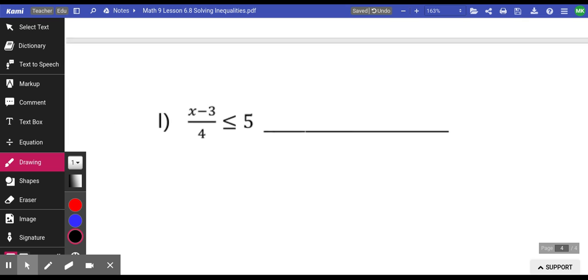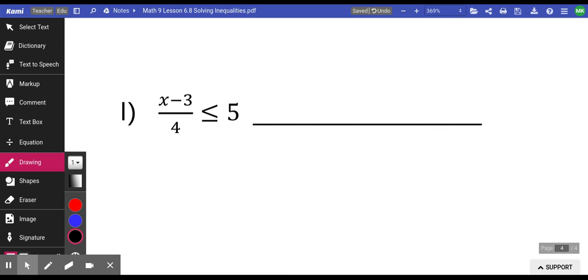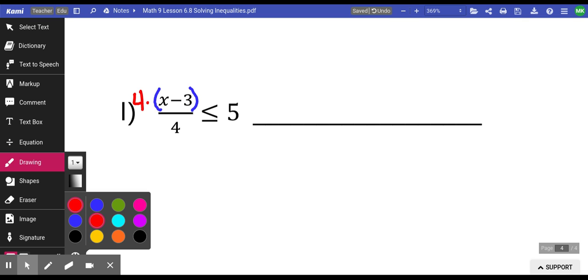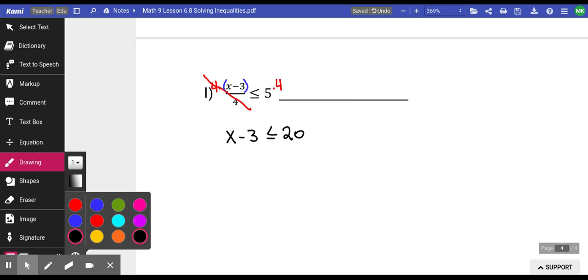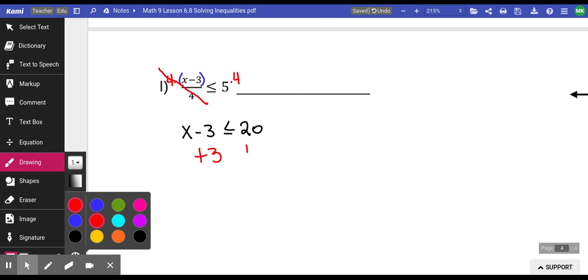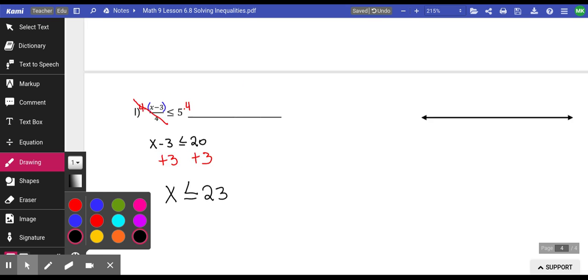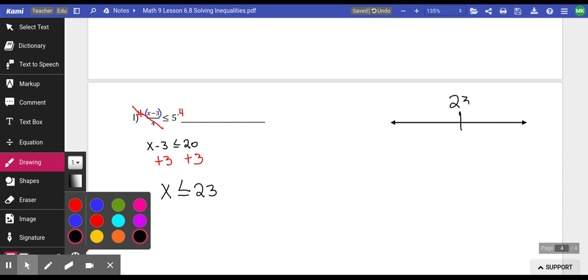L. Same idea. I now have a fraction that has a binomial on the top. So before I can deal with that -3, I pretend it's in brackets, and I have to deal with that 4. I deal with that 4 by multiplying both sides by 4. That gives me x minus 3 is less than or equal to 20. Then I can add 3 to both sides. That gives me x is less than or equal to 23. If I'm doing this on a chart, there's 23. I'm equal to it, so it's a solid dot, and I'm to the left. Like that.